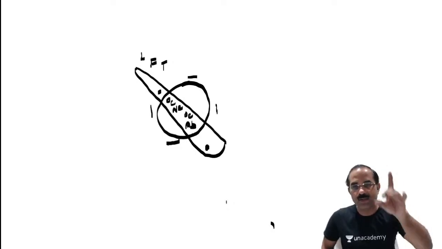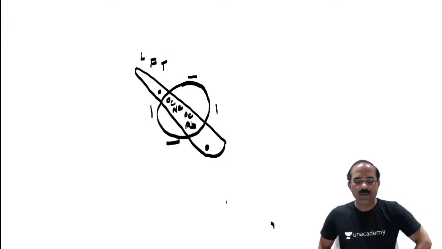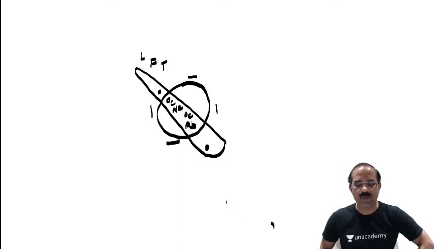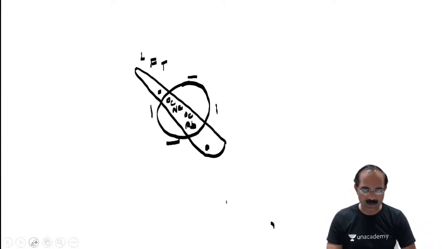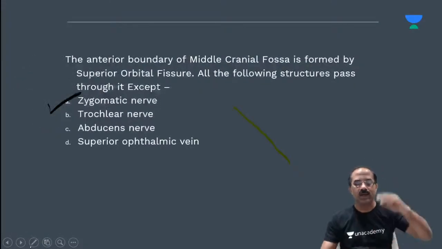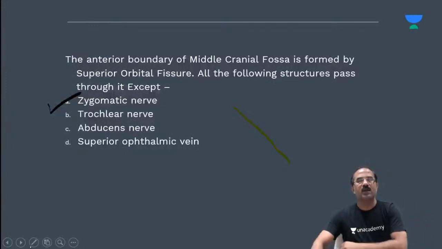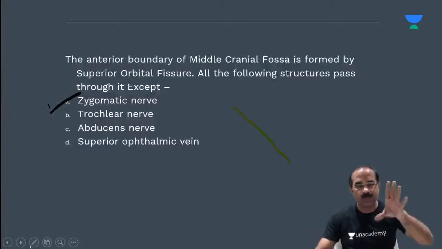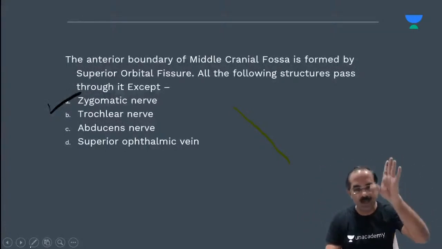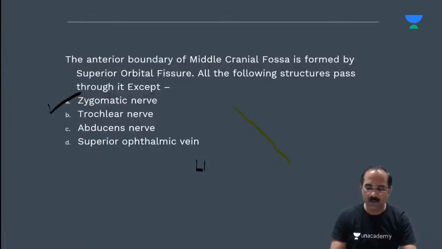Once again, I'm asking you, where does the inferior oblique muscle arise from? Boliye students, come on, answer this. Inferior oblique muscle arises from the maxilla. Remember, inferior oblique muscle arises from the maxilla, and the superior oblique muscle arises from the sphenoid bone. Okay?